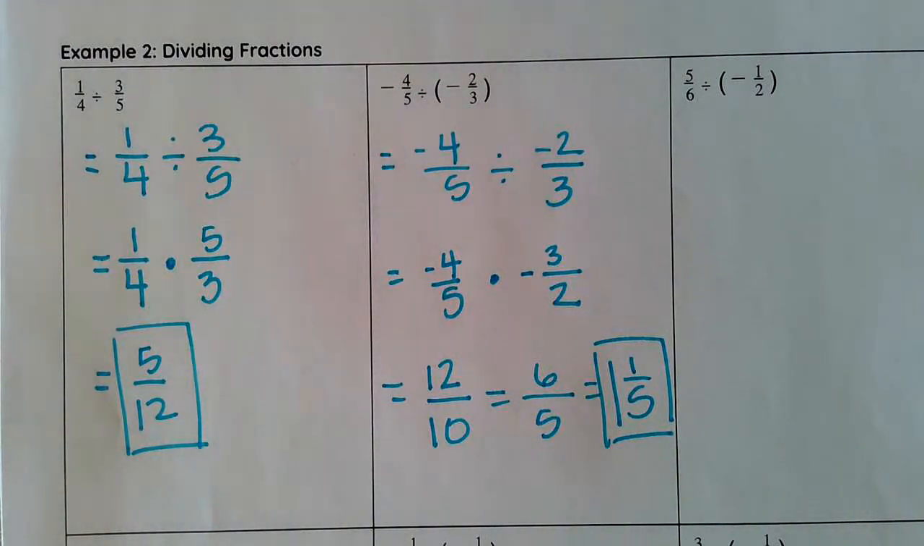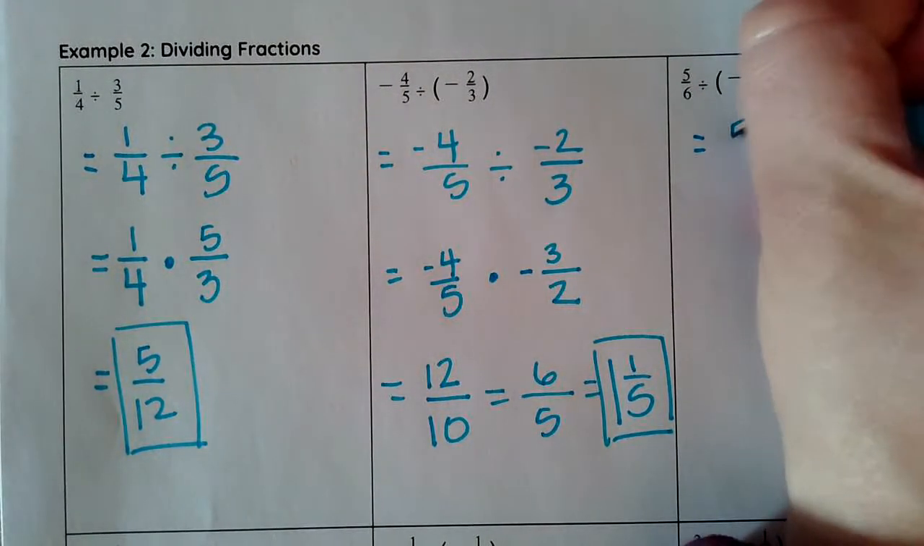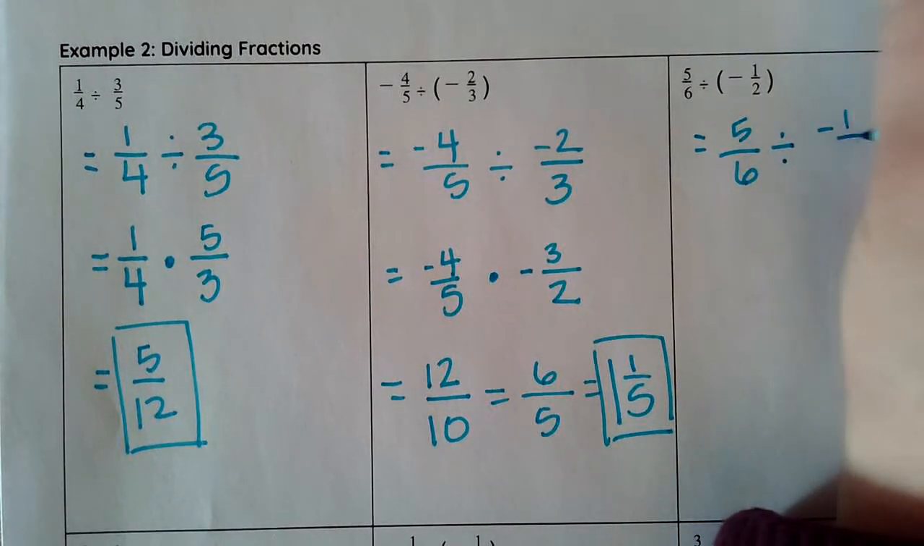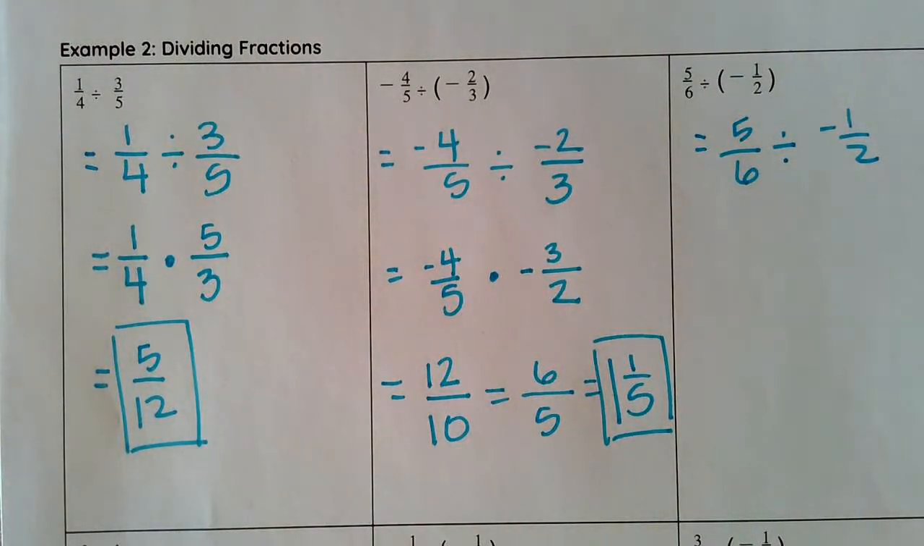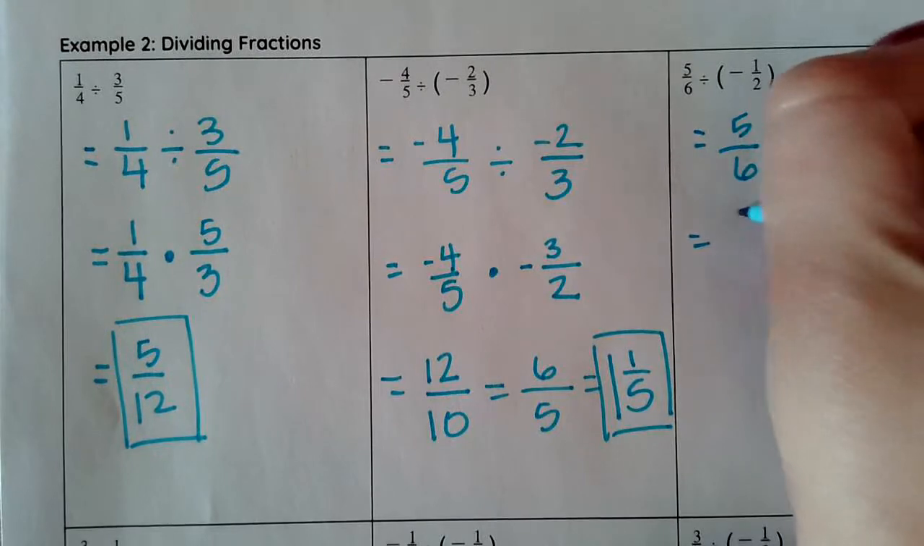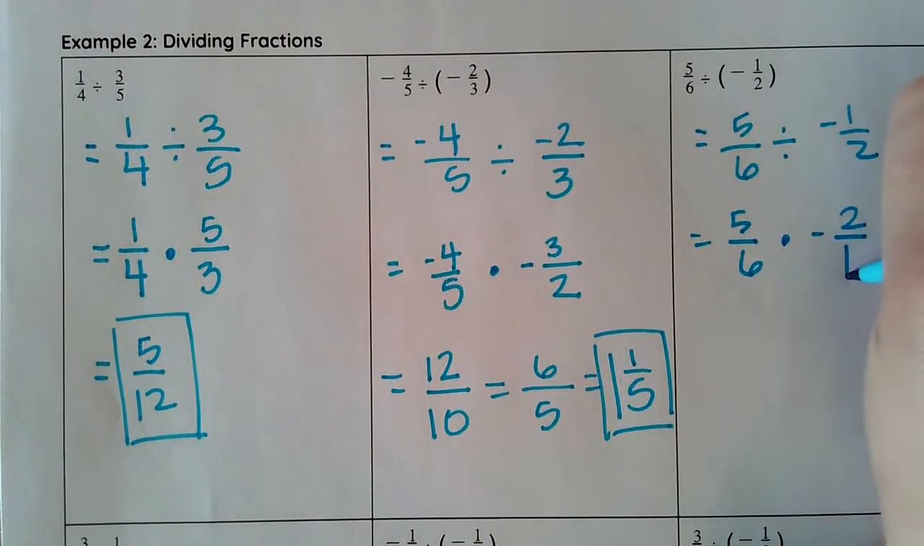One more example here, and that's with a positive and a negative. So just like with dividing integers, multiplying integers, I go ahead, I rewrite it. But because one is positive and one is negative, I will have a negative quotient here. So let's go ahead and keep the first fraction, change to multiplication, and flip my second.